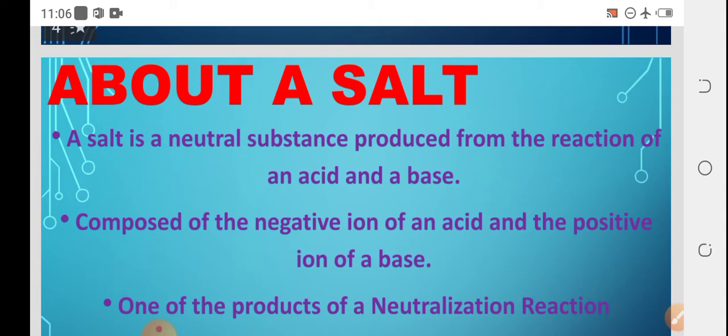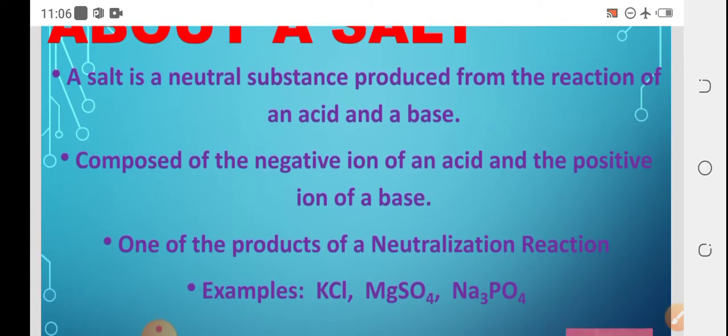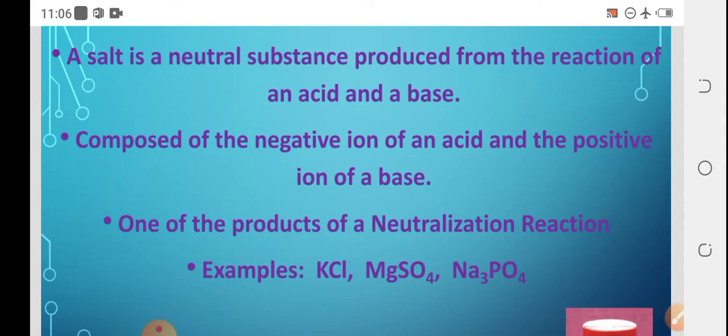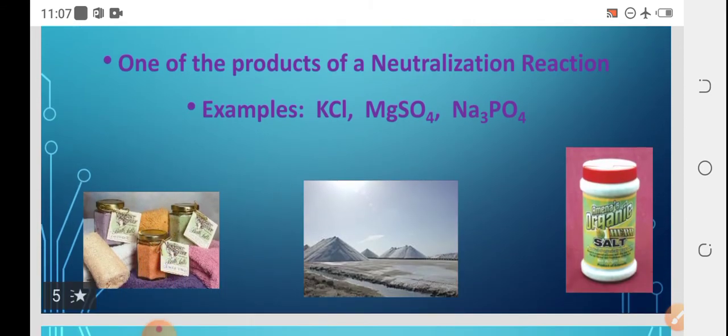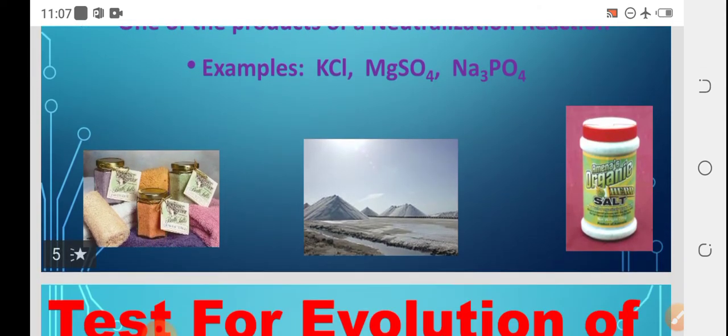of an acid and a base. It is composed of the negative ion of an acid and the positive ion of a base. It is one of the products of a neutralization reaction. For example, when potassium reacts with chlorine, potassium chloride is formed. When magnesium reacts with sulfate, magnesium sulfate is formed. So these are some of the figures related to neutralization for the salt.